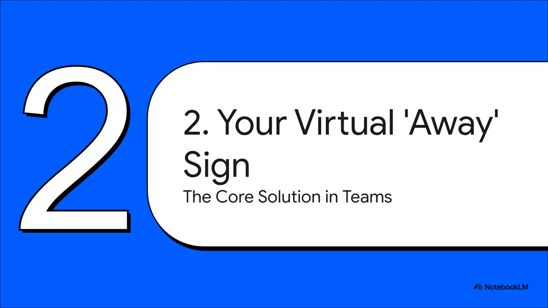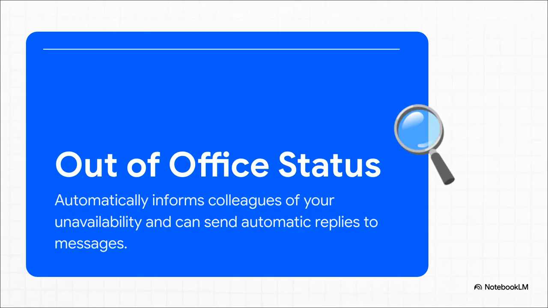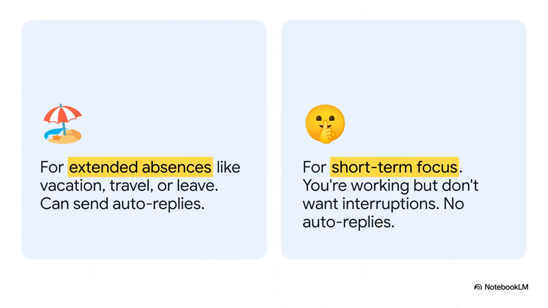So, let's get practical. Let's roll up our sleeves and walk through exactly how to set up your virtual away sign right inside Microsoft Teams. It's easier than you think. So what is it really? Well, think of the out-of-office status as your own personal automated gatekeeper. It instantly tells anyone trying to message you, hey, they're not here right now. But, and this is the crucial part, it can also send an automatic reply to let them know exactly what to do next.